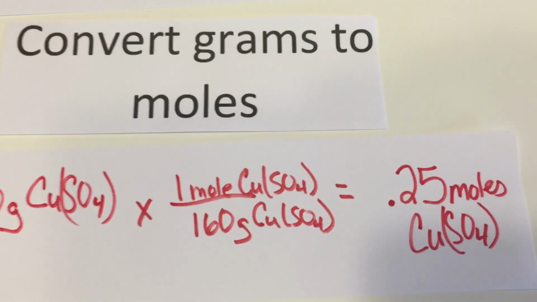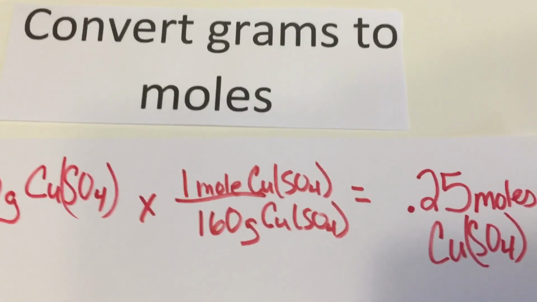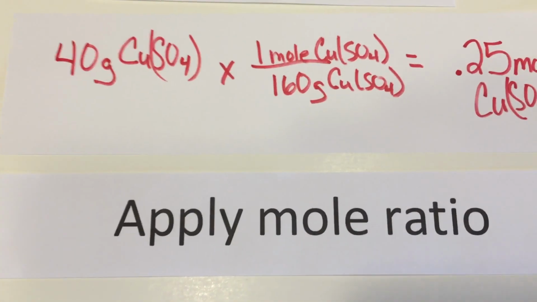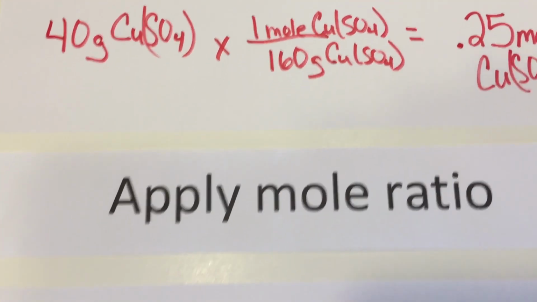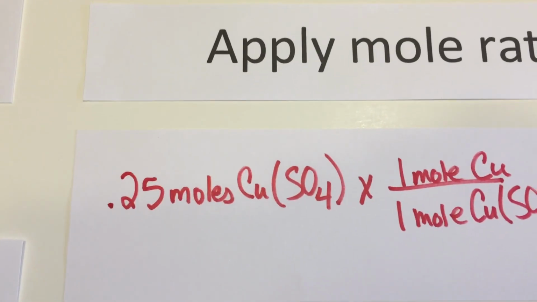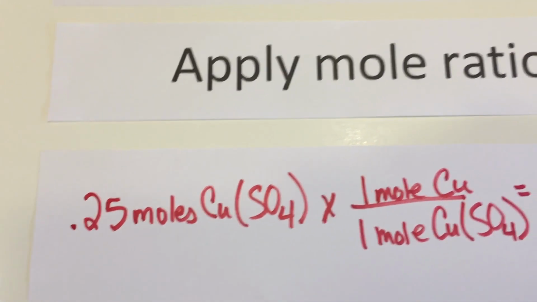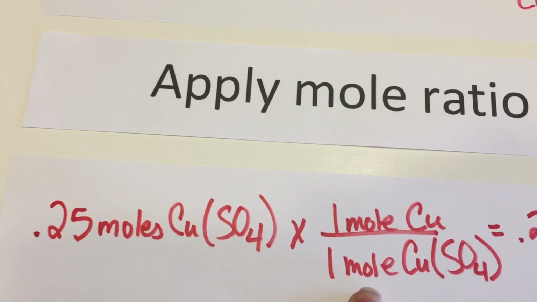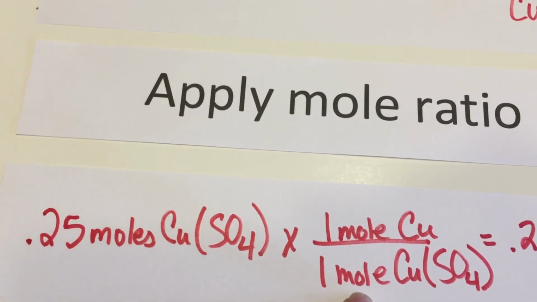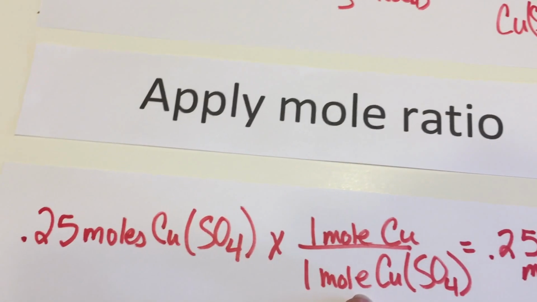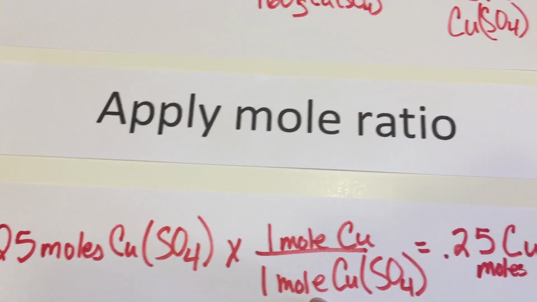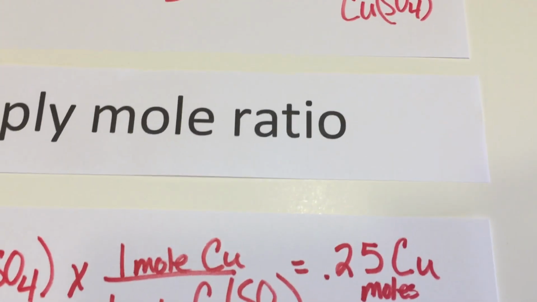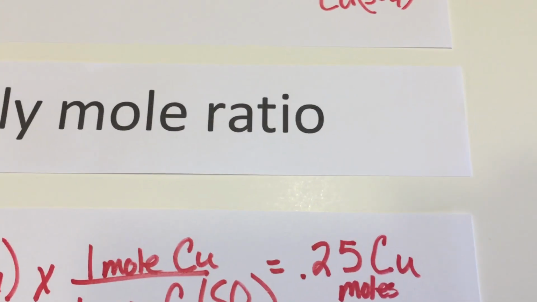Alright, so now we know that we started with 0.25 moles of copper sulfate. We're going to apply the mole ratio. It's 0.25 moles of copper sulfate times, and then we put moles of copper sulfate in the denominator so they cancel. So 1 mole of copper over 1 mole of copper sulfate, because it was 1:1. And we've converted it to 0.25 moles of copper.